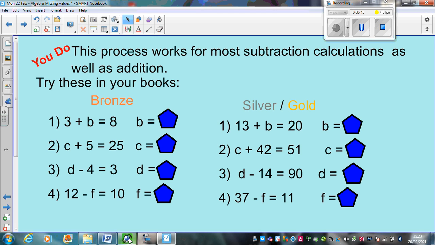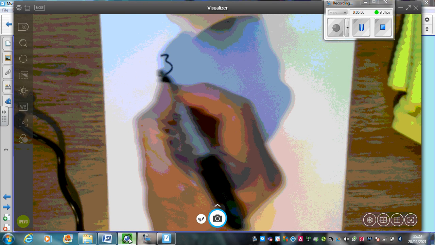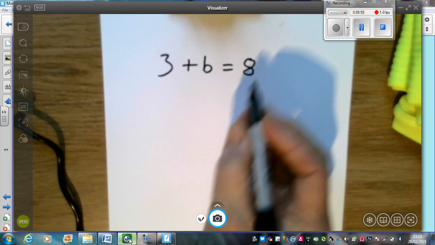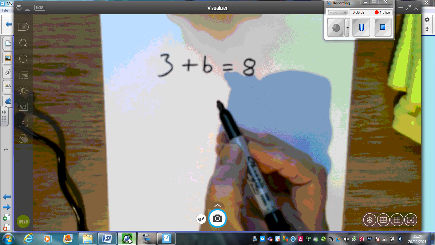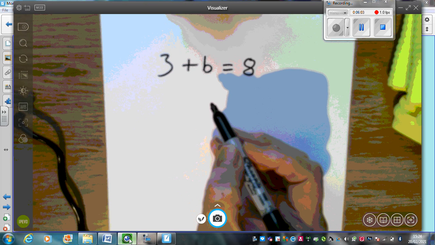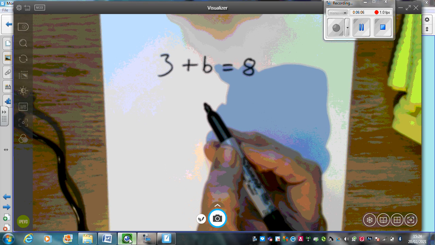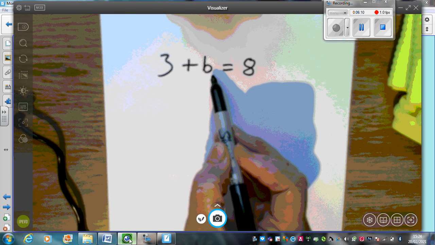So we have 3 plus b equals 8. I'm going to write it here. 3 plus b equals 8. I'm writing it with a Sharpie pen here on paper just to make it clear, because sometimes these can be blurry. But in your books, as usual with maths, I'd like you to use 1 digit per square. Okay, so 3 plus b equals 8.